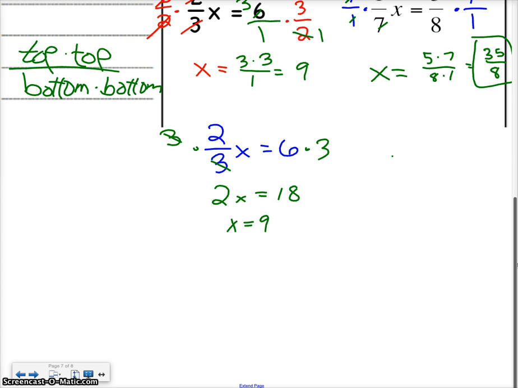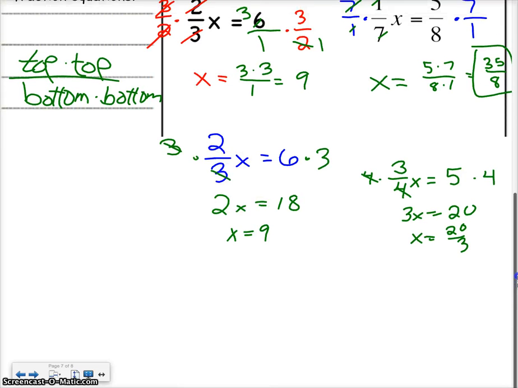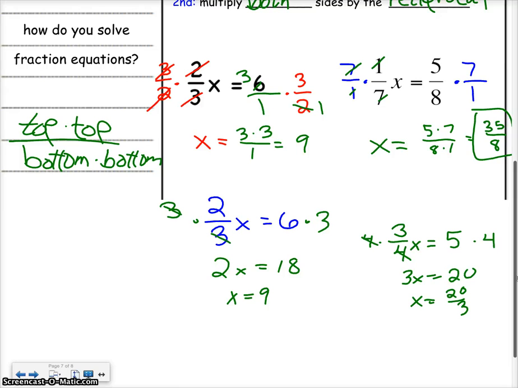Let me show you another example. 3/4 x equals 5. You can get rid of that denominator by timesing both sides by 4, and you get 3x is 20. Divide by 3, x is 20/3. I like doing that. That's what I personally do. That's my strategy. I always get rid of my denominator first. Only if it's a whole number though. If you have 2 fractions, you have to do reciprocal. Okay?